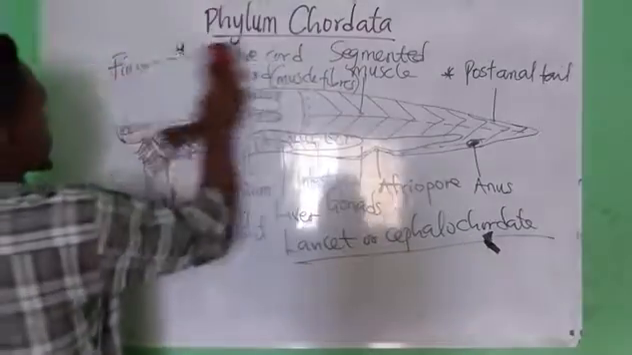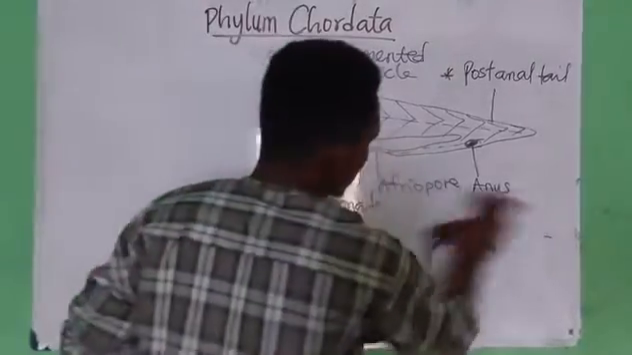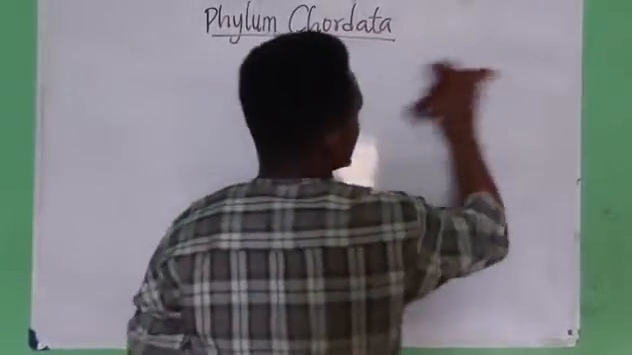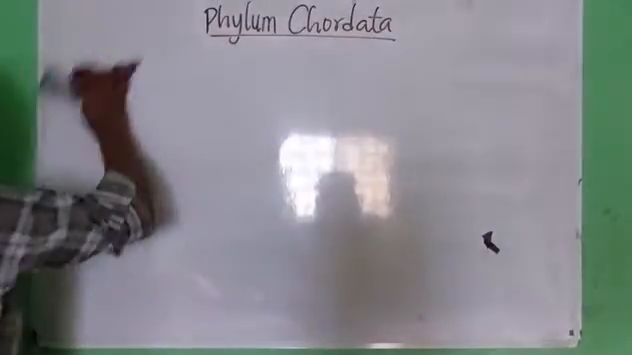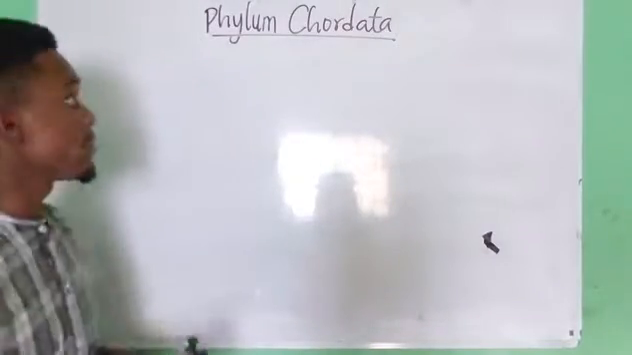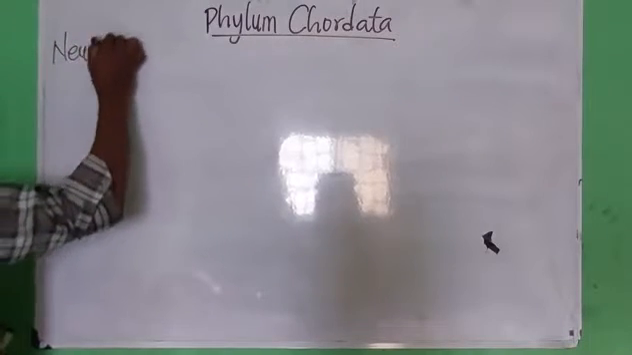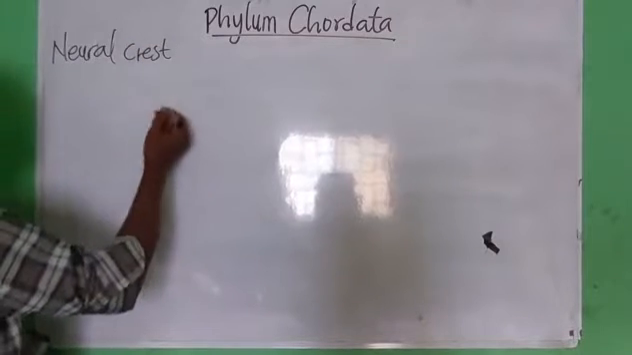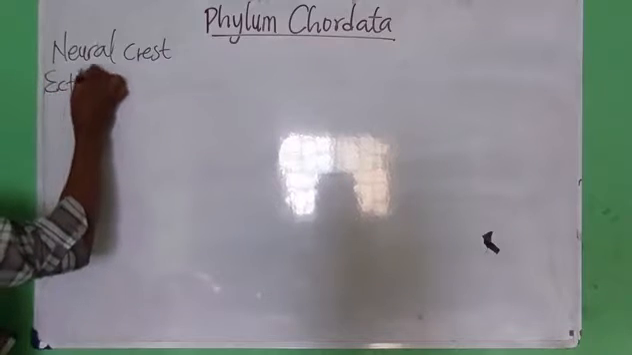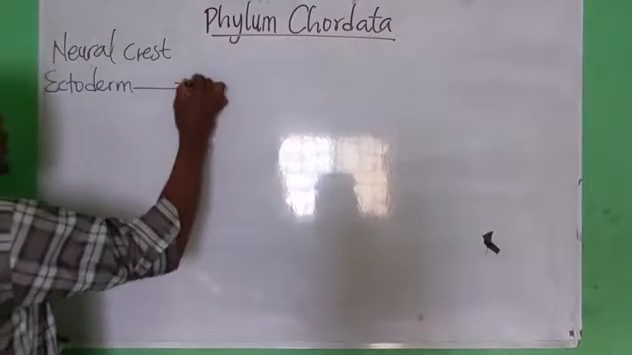All right, now the next thing we are going to be discussing is the neural crest. The neural crest is found between the neural tube and the ectoderm. All right, the neural crest is found between the ectoderm and what? The neural tube.